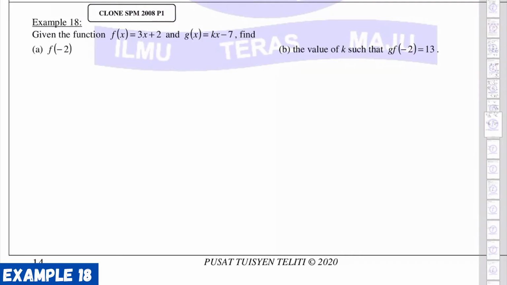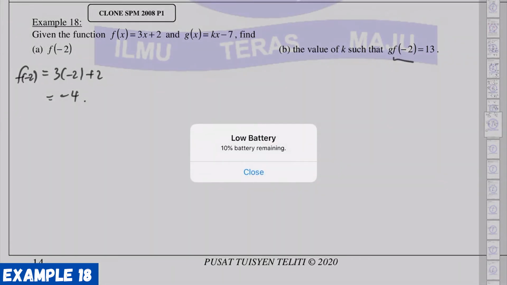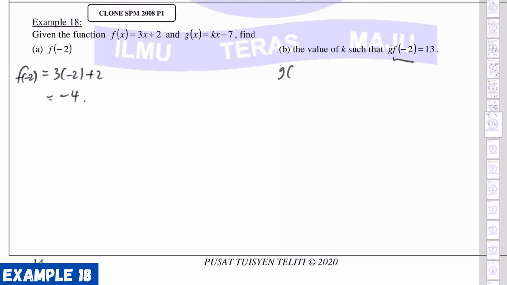More questions involving a composite function. So here, you're given f(x), okay? And your f(x) is now 3x plus 2. So we want to put -2 inside. So this is 3(-2) plus 2, which is -6 plus 2, -4. Now the next part is find the value of k such that gf(-2) is now 13. What is f(-2)? f(-2) means you put -4, right? You sub inside. The result is 13.